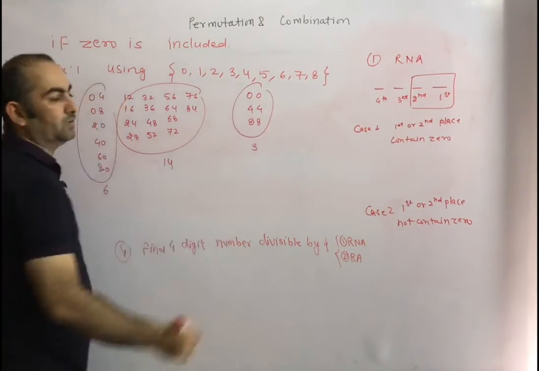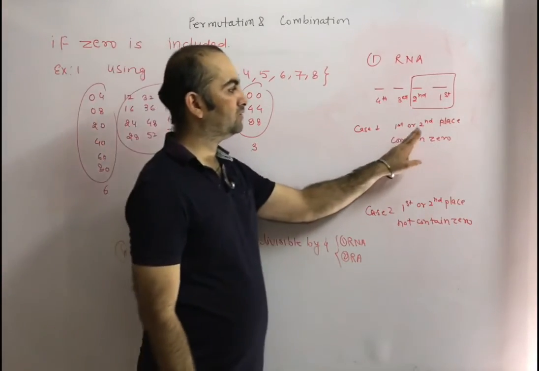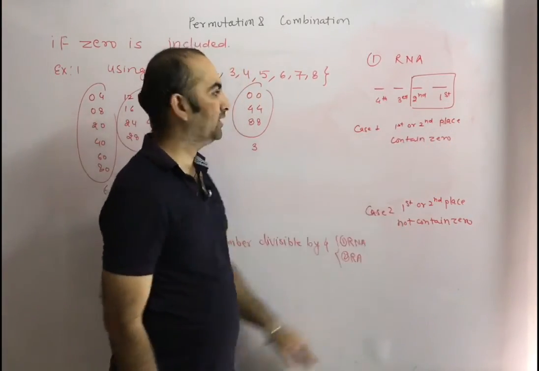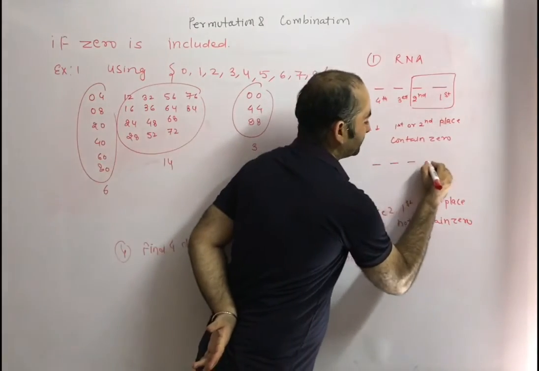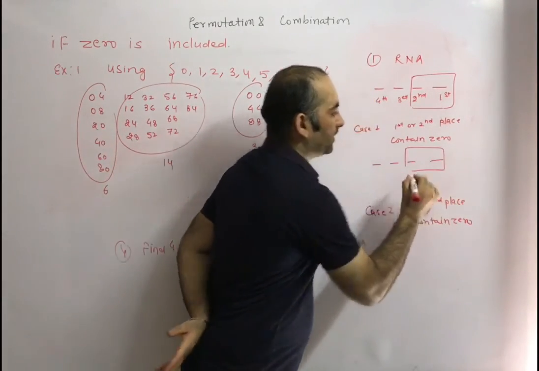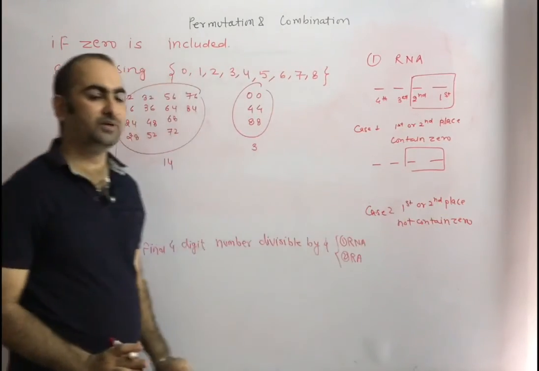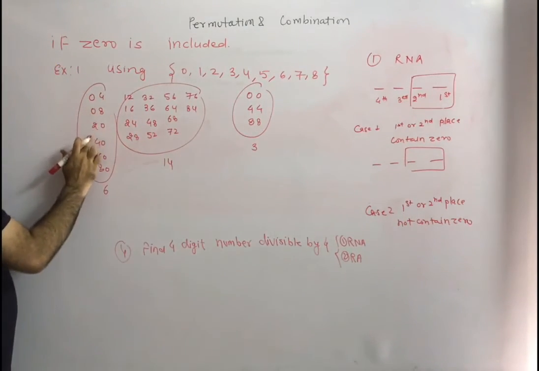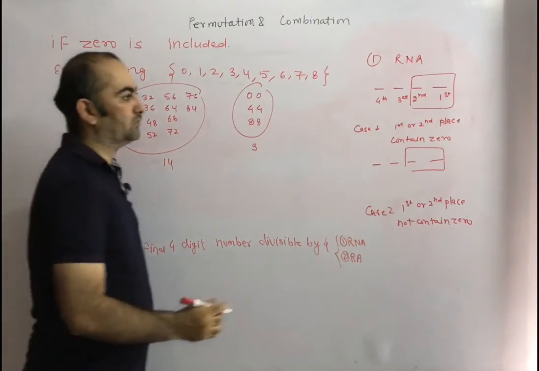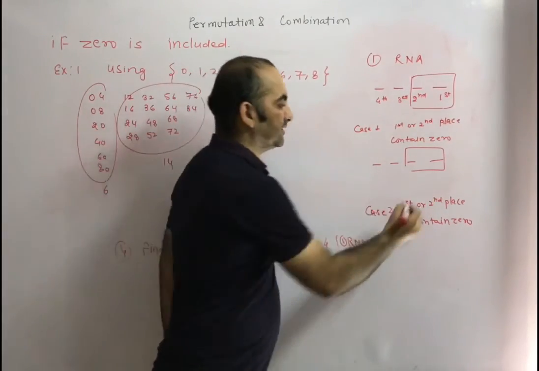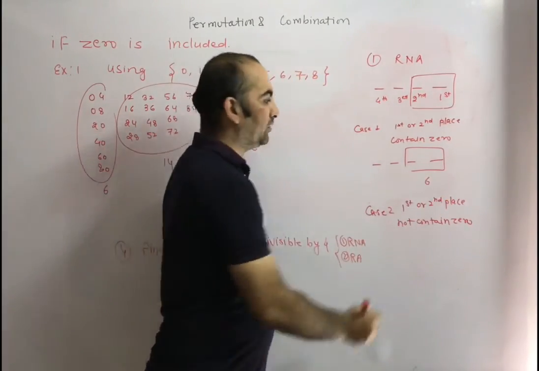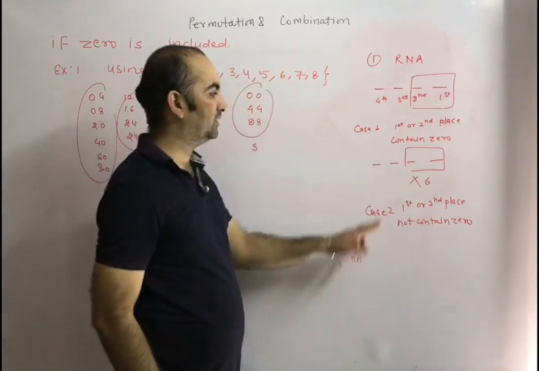Correct? Now case 1, if first or second place contains 0. Okay, that means there are 4 places. So out of these two places, one of the places has 0. So how many combinations are there? 1, 2, 3, 4, 5, 6. So for filling these two places, how many combinations are there? 6 combinations. Now you have to use multiplication because you have to fill the other places also.